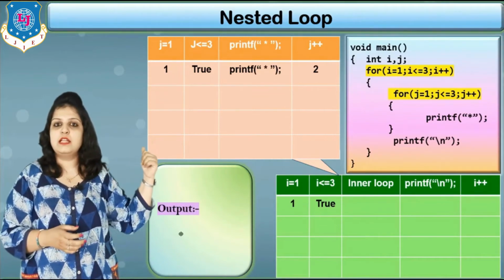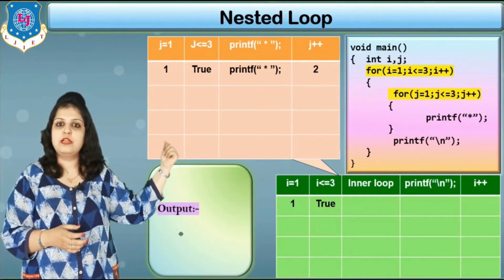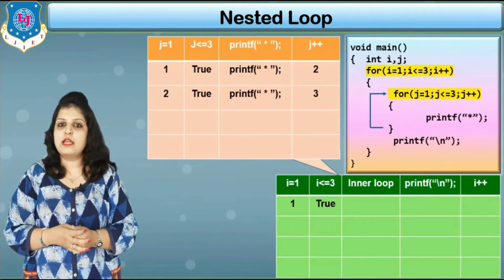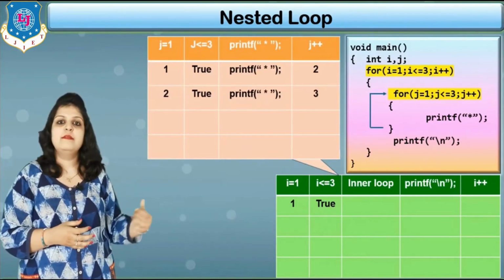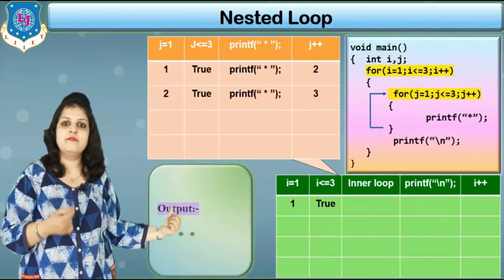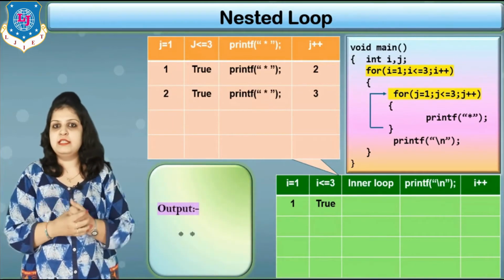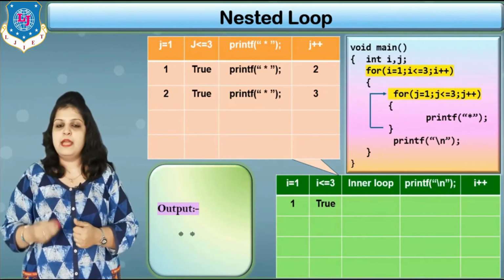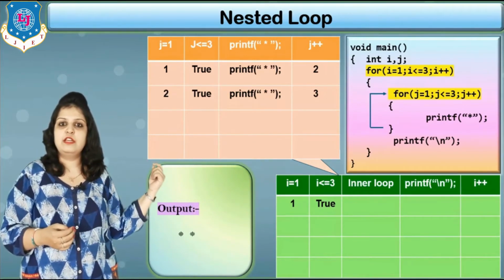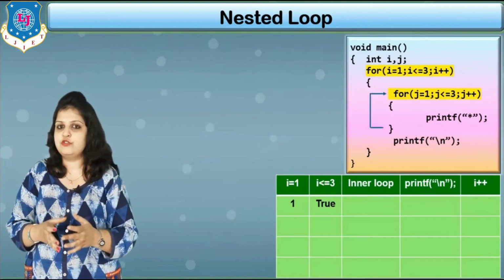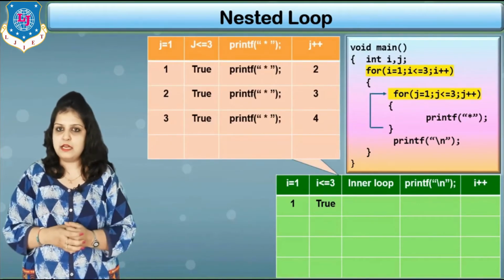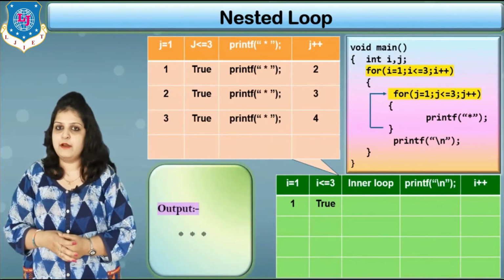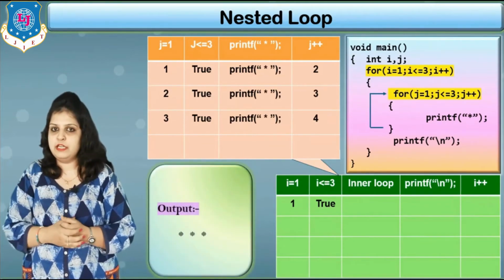So again check the condition, that 2 less or equal to 3, means j less or equal to 3, yes. So again printf will be executed, means the second star will be printed, and j is now incremented. So next j becomes 3, and check for the 3. So 3 less or equal to 3, condition true. So again printf star will be executed, means the third star will be printed here, and next j will be incremented.